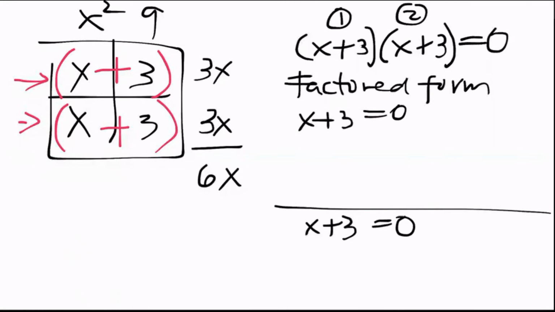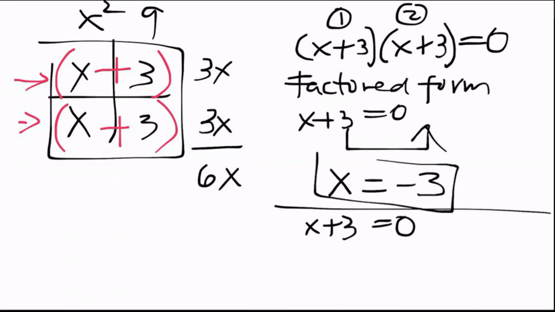And after that, we will just solve for x. We will just solve x by moving 3 to the other side. It will become x is equivalent to negative 3. Therefore, this is our first factor. And we have another one, x plus 3 is equivalent to 0. So we have x is equivalent to negative 3. So 3 moving to the other side will change into negative.